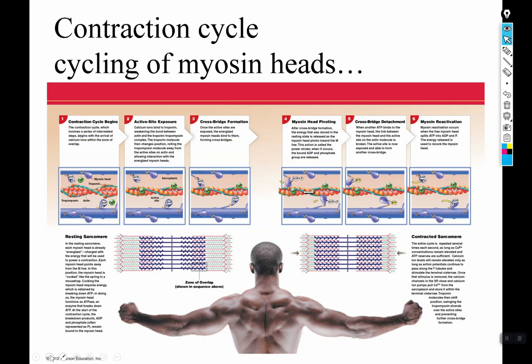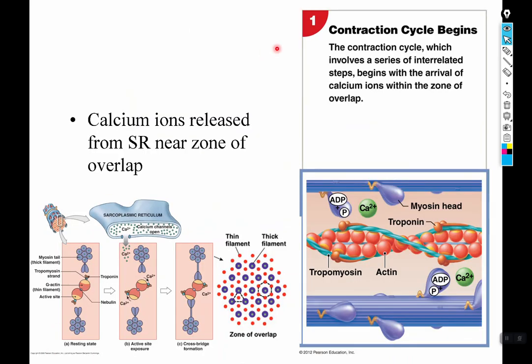Okay, so in panel 1, the contractive cycle begins. Note that in this picture, the myosin head has already cleaved the ATP. So we have adenosine diphosphate, which is 2 phosphates, not 3, and an inorganic phosphate, and this is the phosphate that used to be part of ATP. So the fact that they're separate means that the ATP has already been cleaved.